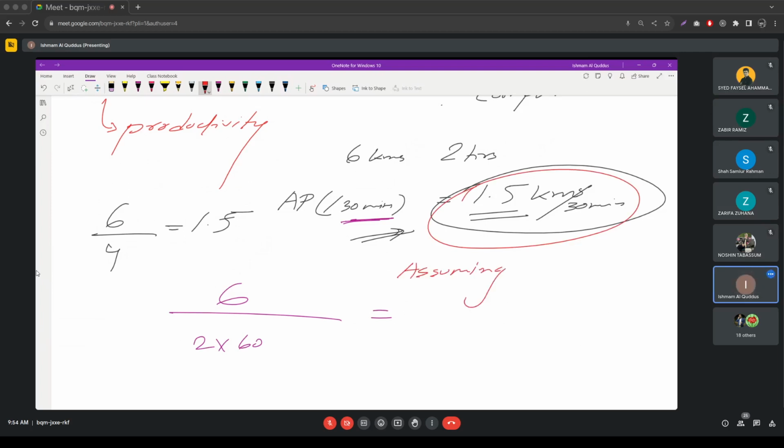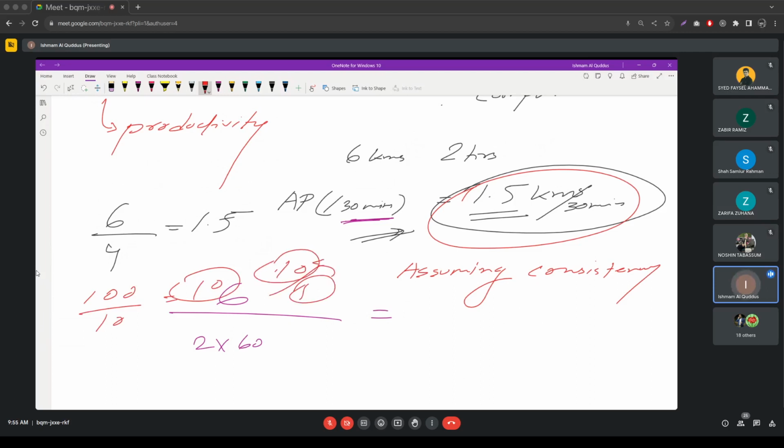What am I assuming here? I'm saying on average I've covered 1.5 kilometers every 30 minutes. So it's intuition. I'm assuming consistency, right? So if 10 people are working and producing 100 units, I'm assuming everyone is contributing equally. So 100 divided by 10 equals 10. So I'm assuming it's 10 by 1, each person producing 10 units.